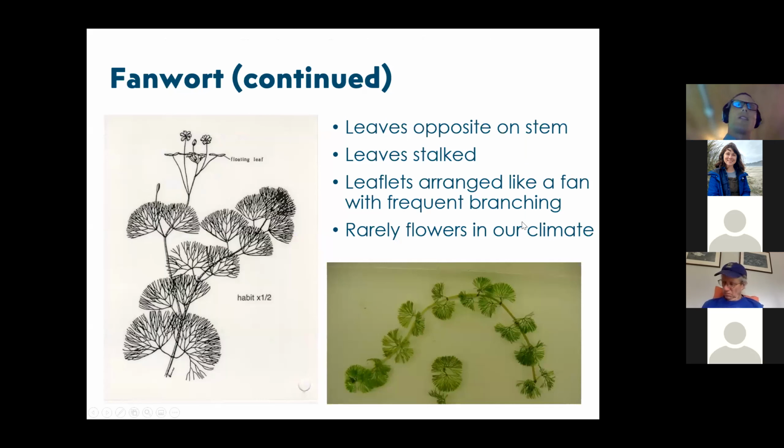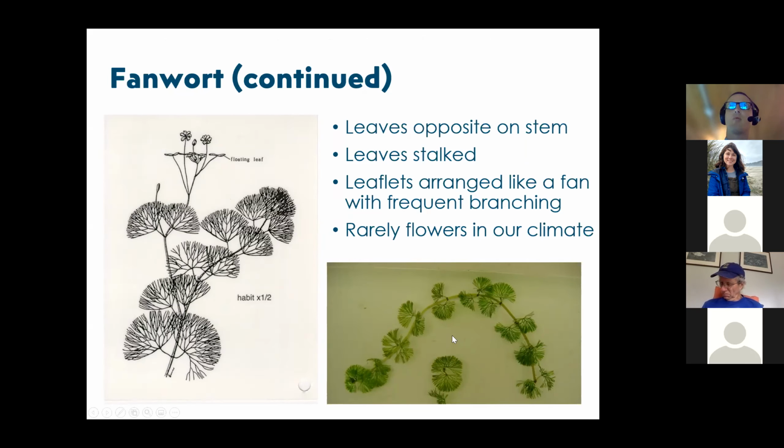So these leaves are opposite. As you can see down here, there are 2 on either side of the stem, and the leaves have a stalk or a petiole that's coming out. Whereas with the milfoils the leaf is directly attached to the stem, this one has this stalk or petiole that takes it apart and gets a very fan-like look.